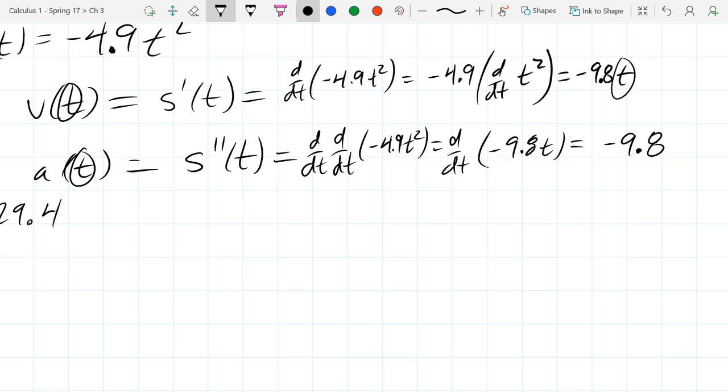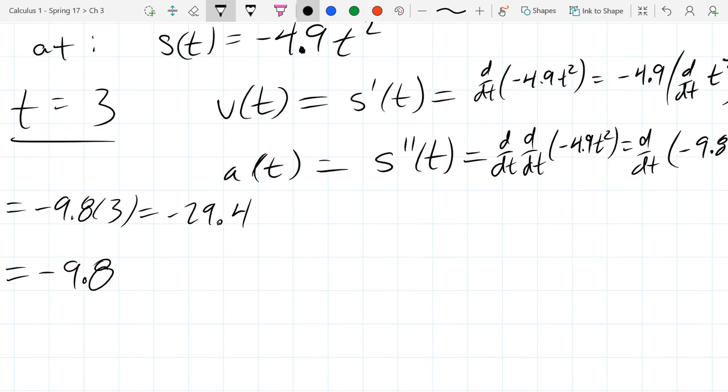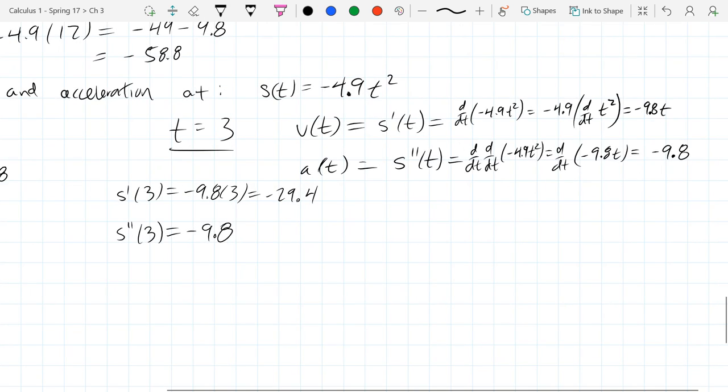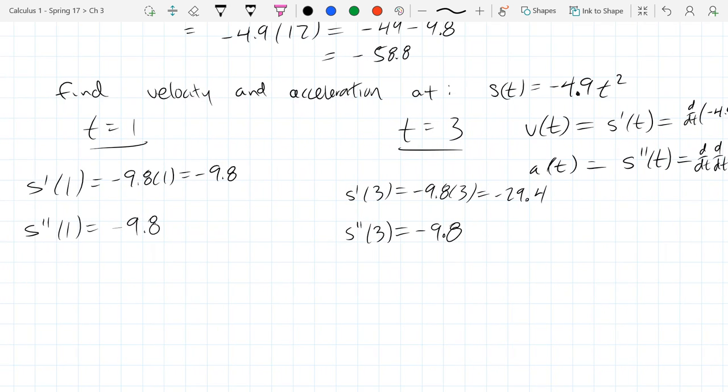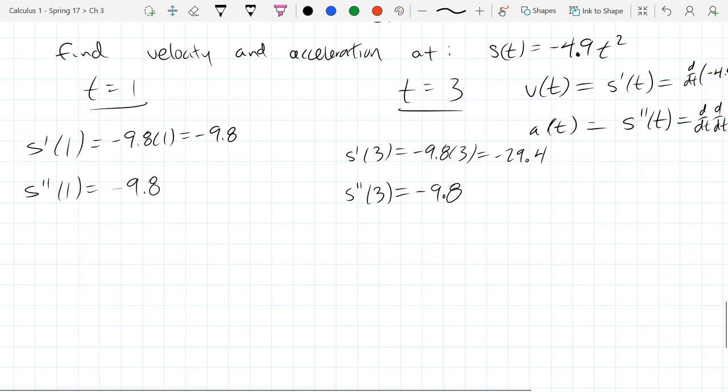So gravity's always pulling down at the same rate until you go far enough off the surface of the Earth that it would decrease. But that's more of a physics topic for a physics class. So we're going a lot faster at 3 seconds than we are at 1 second, which should make a lot of sense because you traveled a lot further in the second interval than in the first interval. So you should be going faster during that interval. We'll do a few more word problems, and then we'll get into some trig derivatives.